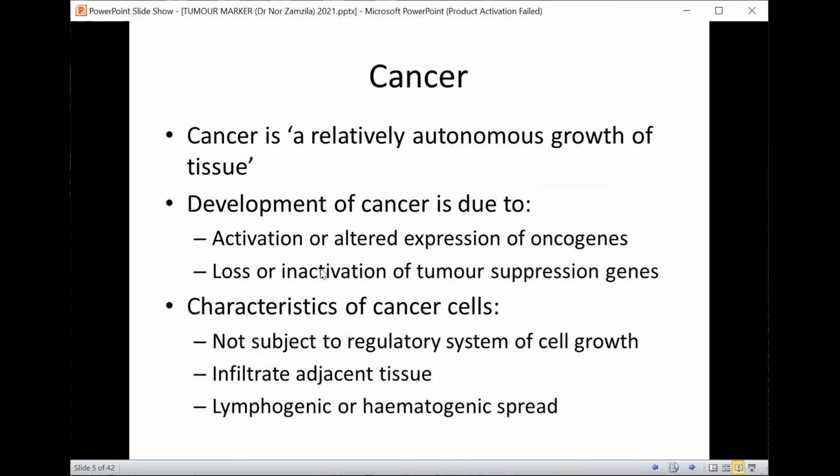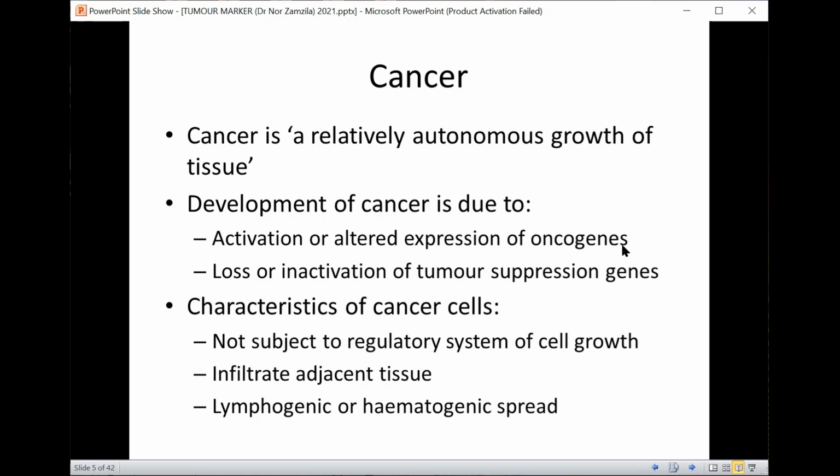So what is cancer? Cancer is relatively autonomous growth of tissue. So the tissue growth cannot be controlled. It grows autonomously. So what causes the development of cancer? There are two things that happen for cancer to develop. Number one is the activation or altered expression of the oncogenes. Oncogenes are the genes that cause cancer. So when activated, it can cause development of cancer.